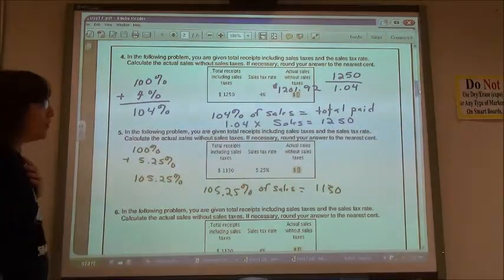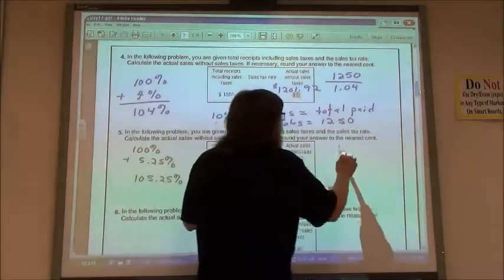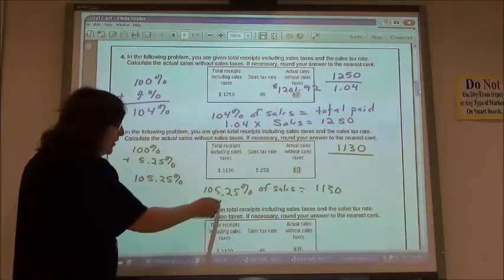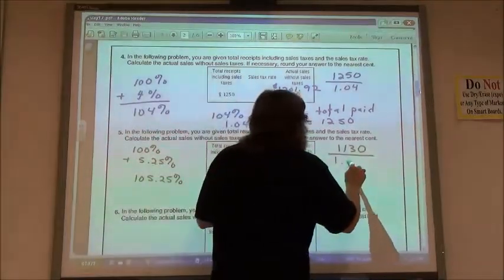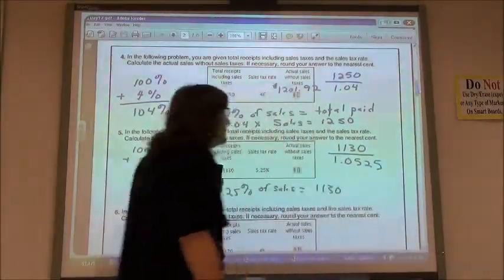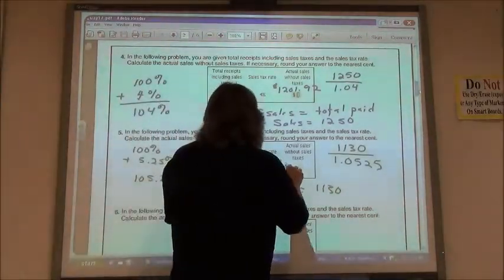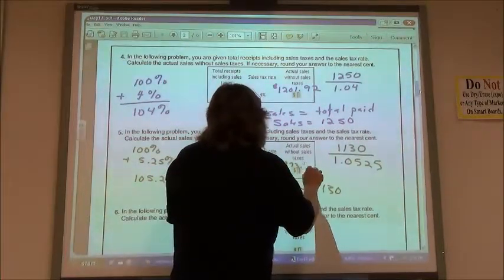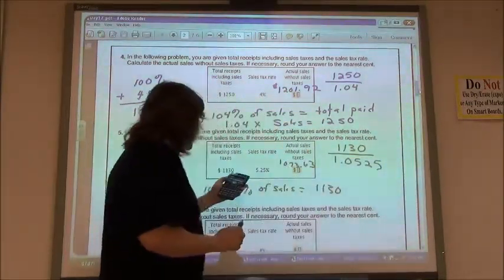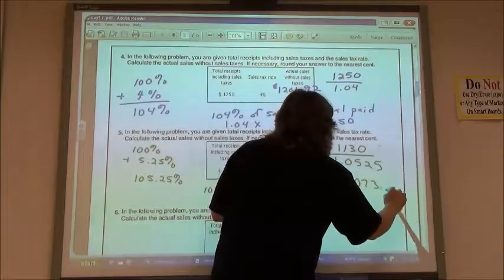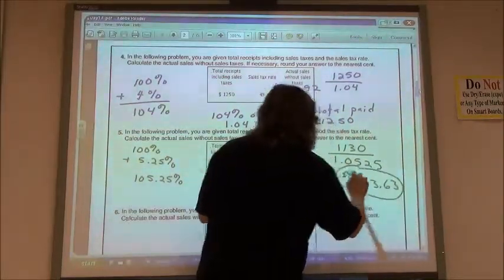So again, in order to solve that, I'm going to have to take my 1,130 and divide it by 105.25%. So I've got to move my decimal back and use 1.0525. So 1,130 divided by 1.0525, and rounding that off, I get $1,073.63. I have 634, so I have to round that off to $1,073.63 for my answer.